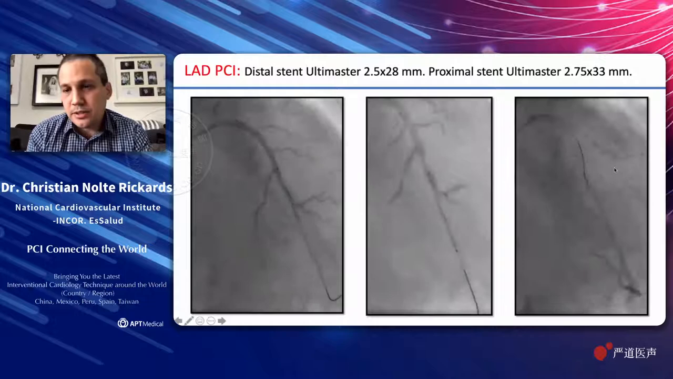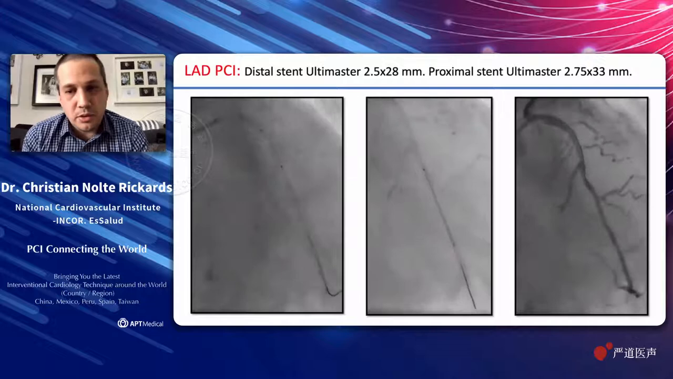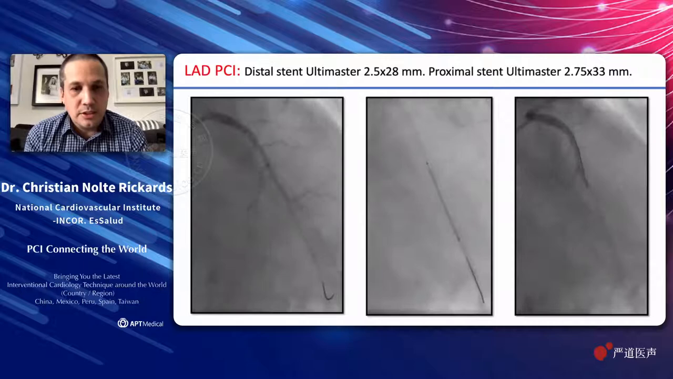And as you can see, it's a huge LAD. It goes all the way to the inferior wall, which explains the changes in the ECG, speaking about an apical myocardial infarction.